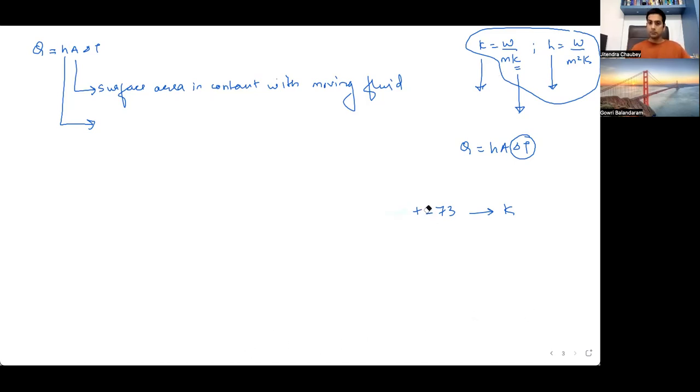So remember the difference of units: k has the unit of watt per meter Kelvin, and h has the unit of watt per meter square degree Celsius. They can also be written as watt per meter degree Celsius and watt per meter square degree Celsius. You don't have to make any conversion.